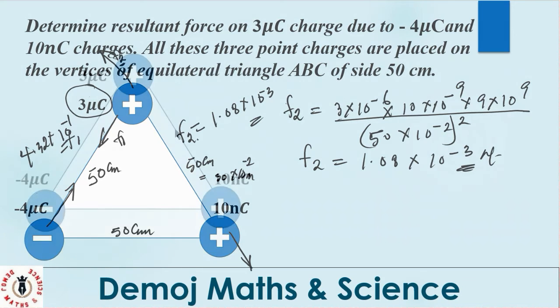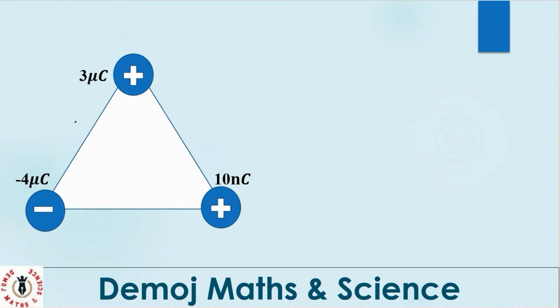Let's draw our figure. F1 is the force between the 3 microcoulomb and the minus 4 microcoulomb, and we already agreed it is in this direction. So F1 here is 4.32 times 10 raised to the power minus 1, and F2 in this direction is 1.08 times 10 raised to the power minus 3. Here is in Newton, and here also is in Newton. Now, the next thing is to find the resultant force.